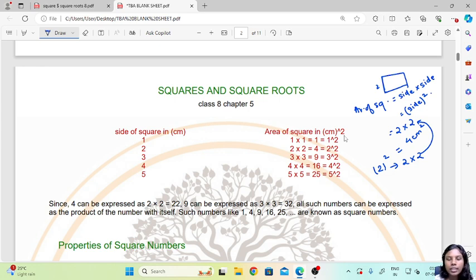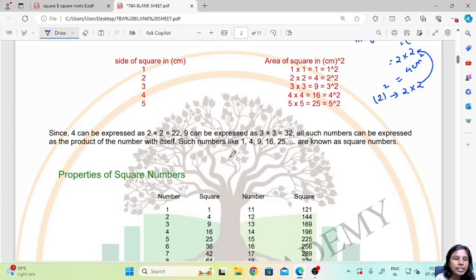So 3 into 3 is equal to 9, which can also be written as 3 raised to the power 2. 4 into 4 equals 16, so it would be 4 square. And lastly 5 into 5 equals 25, that is 5 square. Now since 4 can be expressed as 2 into 2, this is 2 square, and 9 can be expressed as 3 into 3, this is 3 square.